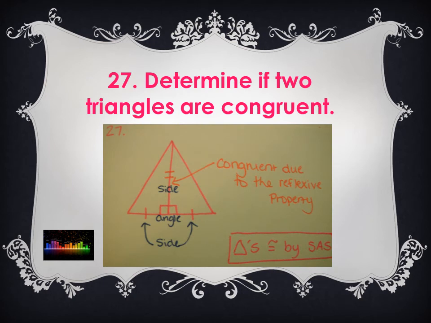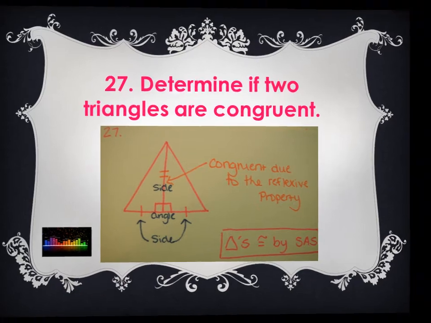In this problem, you are to determine if the two triangles are congruent. You are given that the base sides of the triangles are congruent and that the base angles touching each other are also congruent. We know that the sides that are touching both triangles are congruent due to the reflexive property. So if we label these in order, we get side, angle, side. So these two triangles are congruent by side, angle, side.